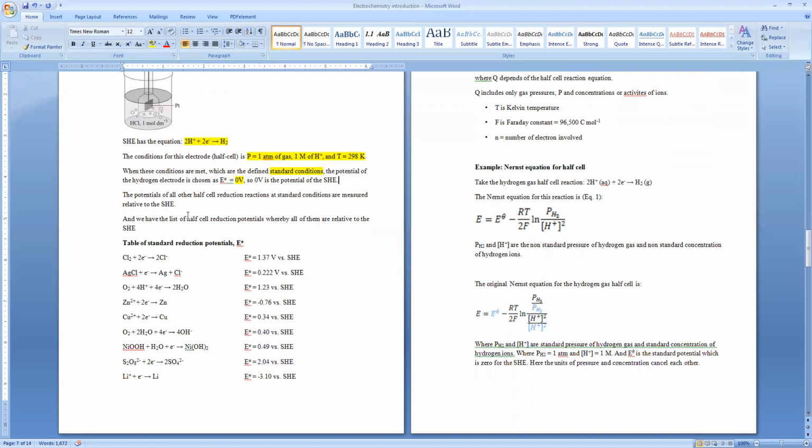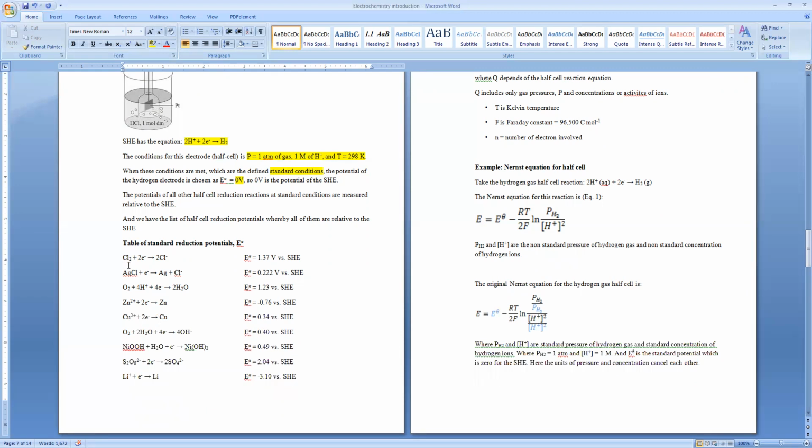Okay, so now we have a long list of half cell reactions, meaning half cell reduction reactions, for example, chlorine to become chloride ion, silver chloride to become silver, and so on. Oxygen becomes water molecule. All these are basically reductions, because reduction is a consumption of electrons, or the use of electrons.